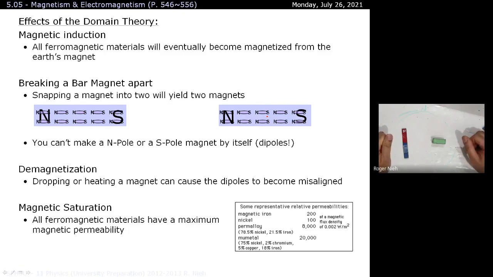If you take a look at the list on the right, you don't need to copy it down, but you'll see that there are no units associated with it. What this is telling you is that if you compare iron with regards to air, then iron will be 200 times more permeable, or stronger at becoming magnetic, than air. So yes, even air, or even vacuum space, can have magnetic moments pass through it.